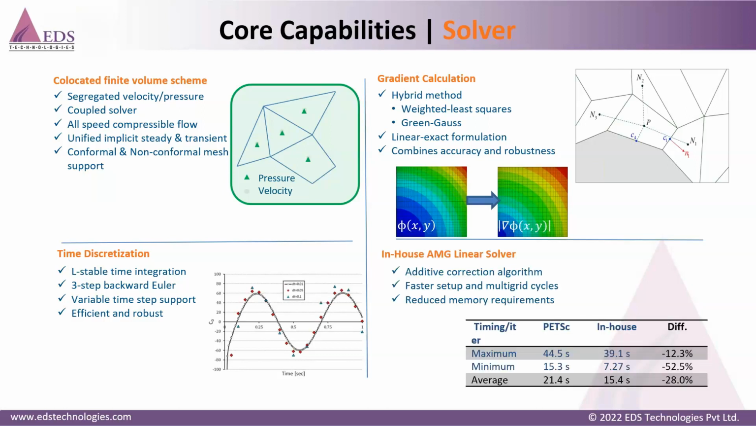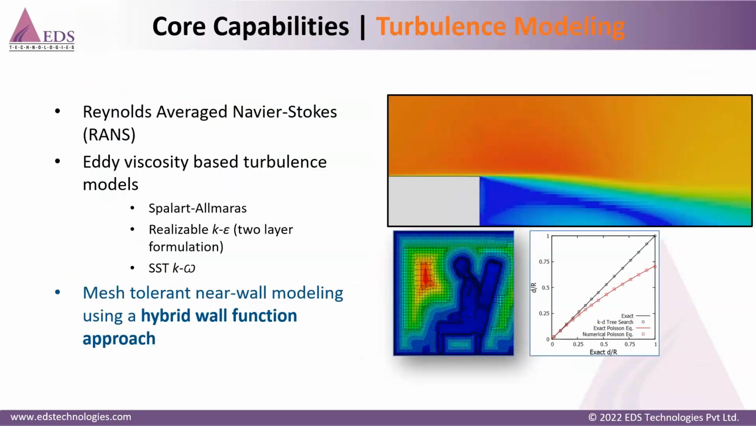And an in-house developed AMG linear solver for additive correction algorithm, which will also help us with a faster setup and multi-grid cycles and reduce memory requirements. So an example for the memory requirements is showcased here below.